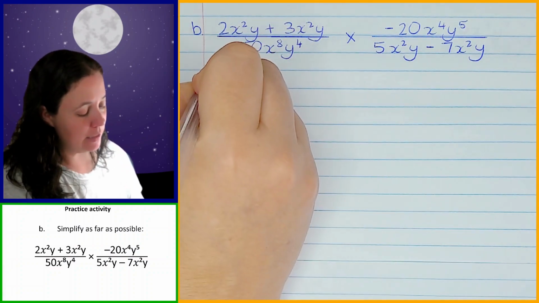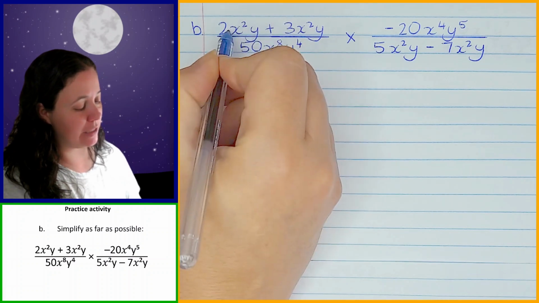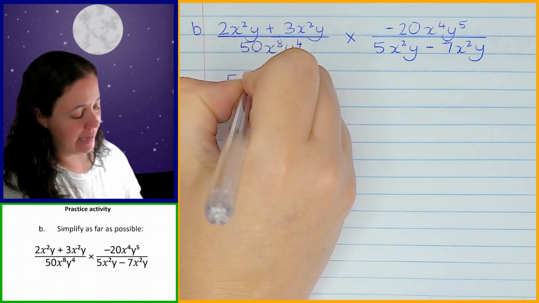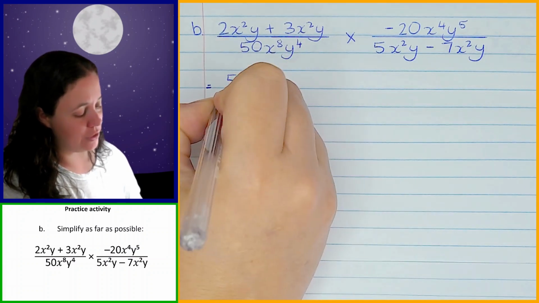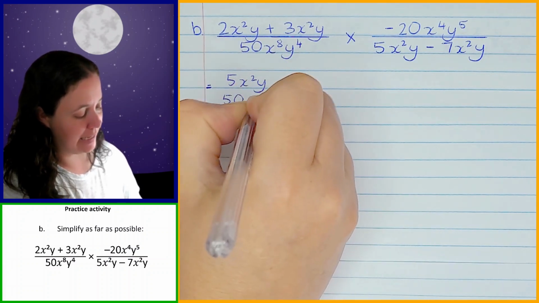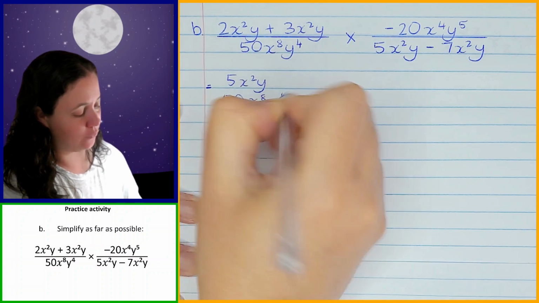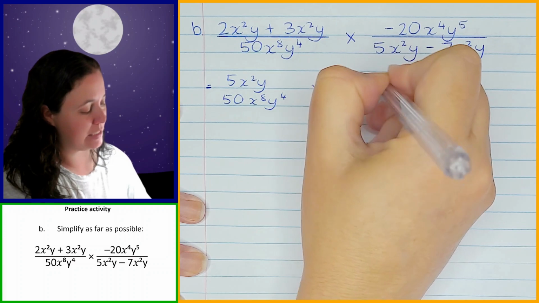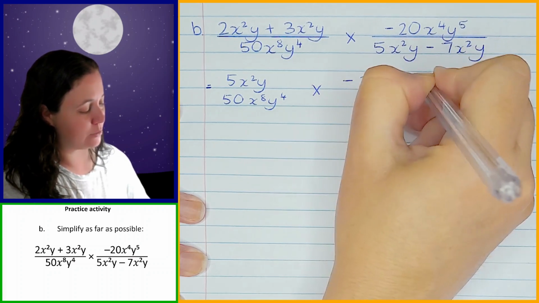Okay. So first I need to go and simplify these. I've got 2x squared y plus 3x squared y. That is 5x squared y over, the denominator is not changing, so 50x to the power of 8, y to the power of 4. And that is being multiplied by this fraction where I've got negative 20x to the power of 4, y to the power of 5.